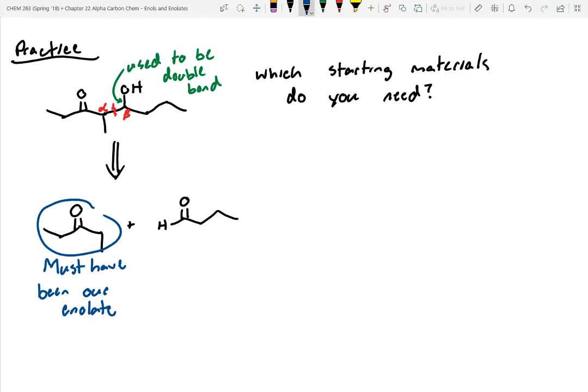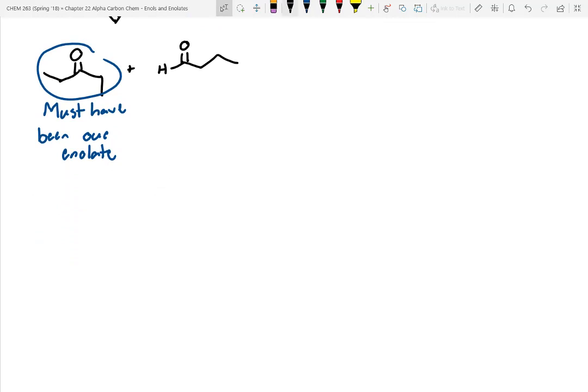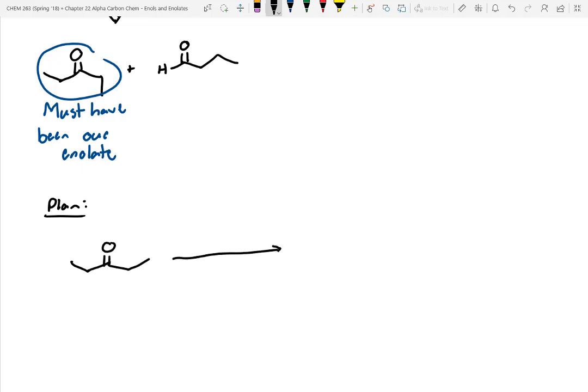So what you can do is, let's draw the overall scheme, or plan of attack, I should say. You start out with the thing you want to be your enolate. React that with LDA as step 1. Step 2, we're going to transfer that to our aldehyde, which we know is the other component. And then step 3, we just need a proton source, so I'll say water.